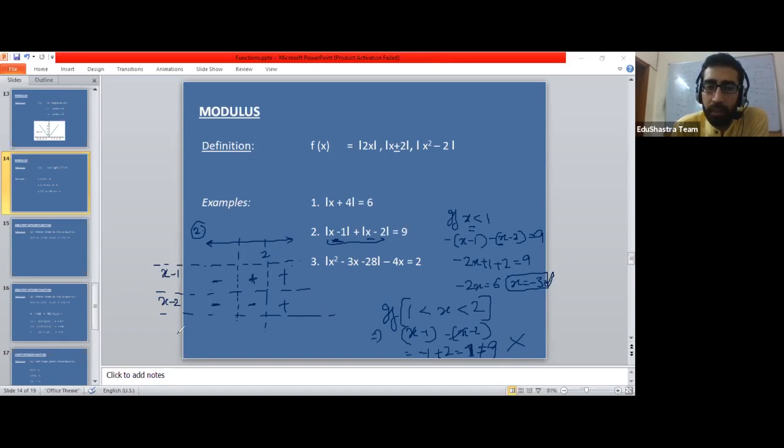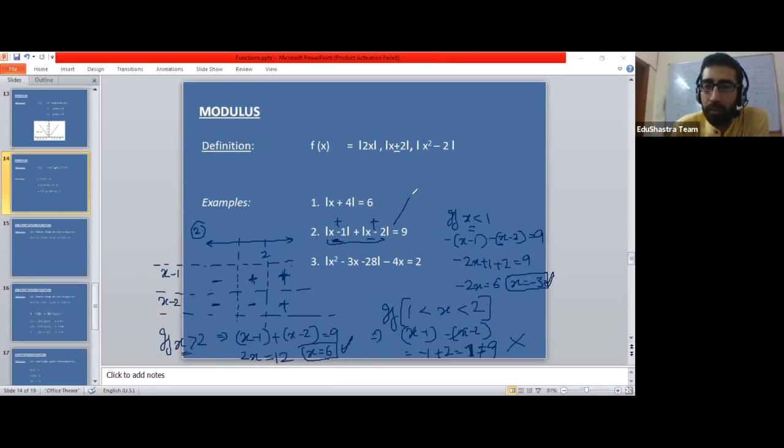And the third scenario is if x is greater than 2. Here, both are positive. If x is greater than 2, this is positive, which means mod can be ignored. Mod of x minus 1 becomes x minus 1. Mod of x minus 2 becomes x minus 2. This is equal to 9. If you sum this up, this becomes 2x minus 3 equal to 9, 2x equal to 12, x is equal to 6. Is x equal to 6 greater than 2? Yes, it is. Acceptable? Yes. If it does not violate our initial assumption, then it's a reasonable solution.